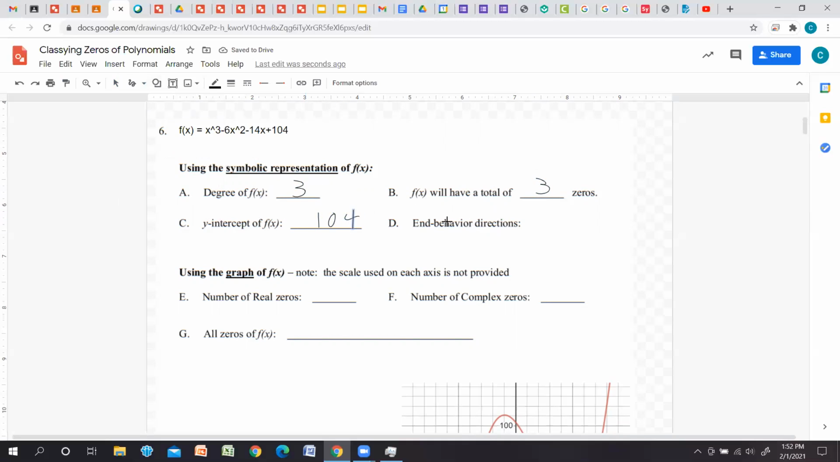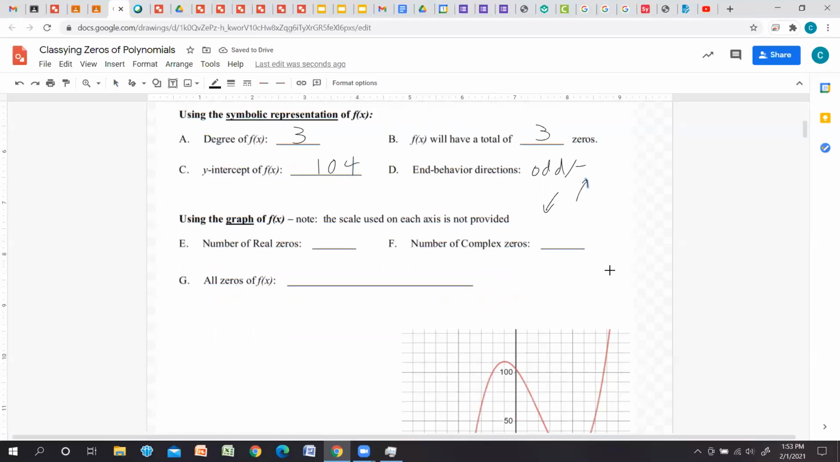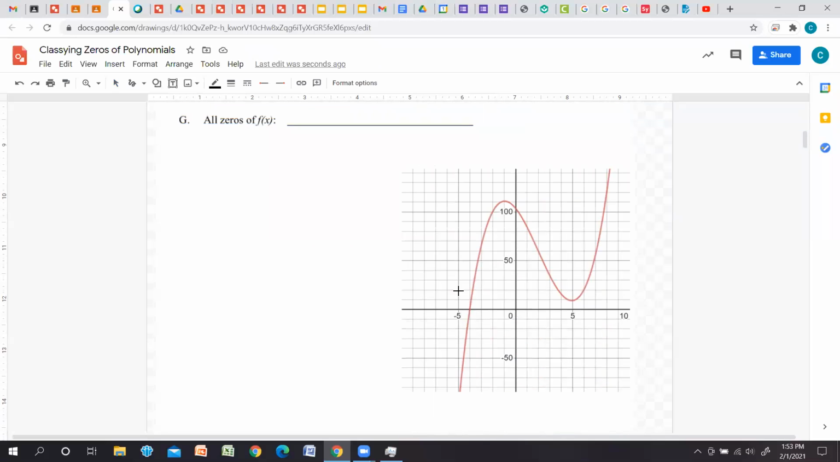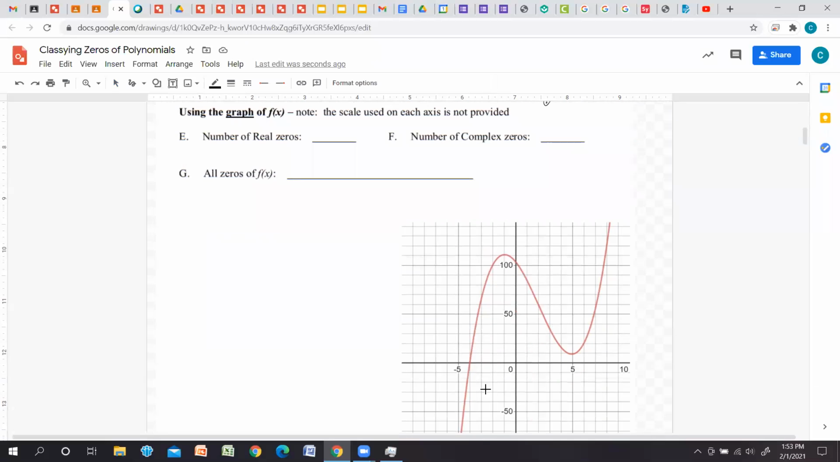And the lead term is x cubed, so it's odd and positive. So it goes from negative to positive. Then we use the graph to find some additional information. So how many real zeros are there? We can see there's only 1 here at -4, and it doesn't look to be a repeating zero because it doesn't flatten out or bounce off. It just goes straight through. So we say that's 1 real zero.